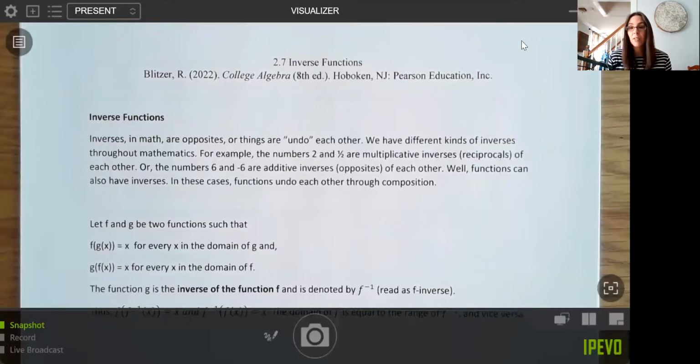And we also have inverse functions. Inverse functions also undo each other and cancel each other out, just like our other two examples do. 2 and 1/2 cancel each other in a multiplication way. 6 and -6 cancel each other in an addition way. Inverse functions cancel out each other, and they do it through composition. So when we compose two inverse functions, they cancel each other out, and we're left with just x as our final answer. And you have this formal definition right here.